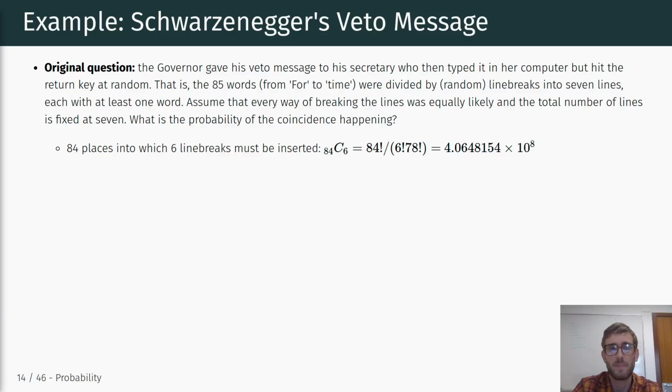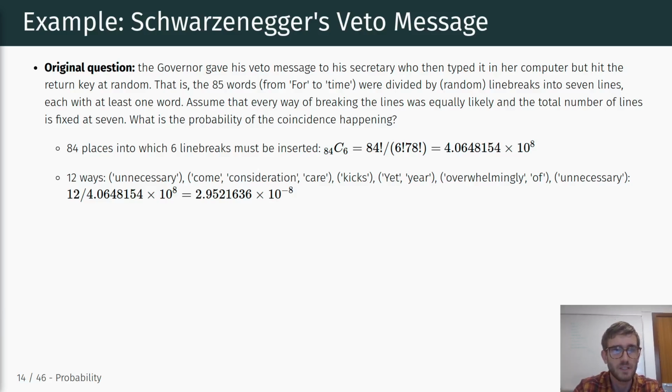So if we plug that into the formula, we get a very large number, 4.1 times 10 to the power of 8, right? So a lot of different possible combinations. Now the question is, how many possible ways are there that result in the message that we see? If we go through the message itself, there are 12 different ways that would result in the pattern that we observe, right?